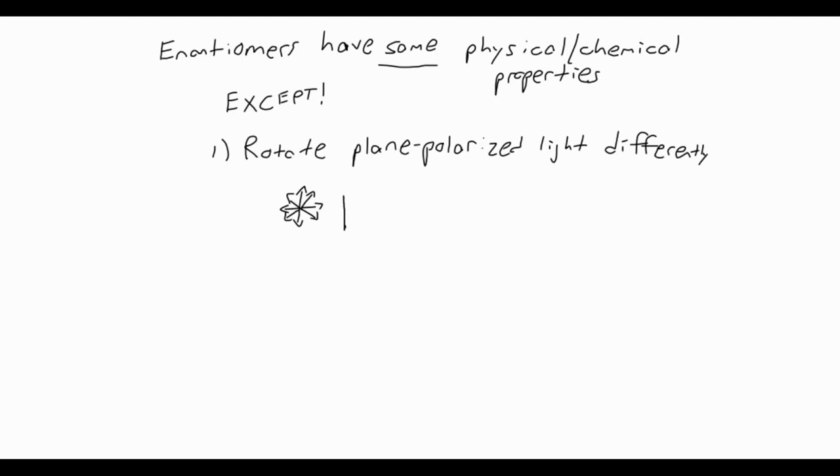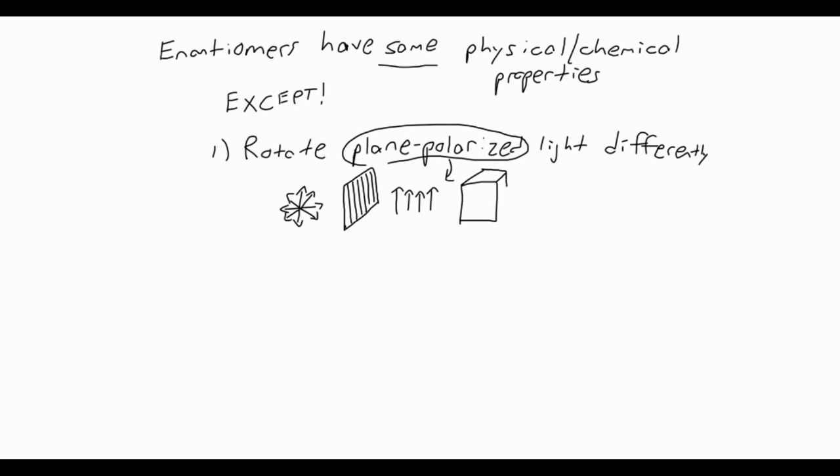But if you pass that light through what we call a polarizer, then you will get only one direction of light out. So let's say all these waves are now just pointing straight up and down. And that's important for us because now we have plane polarized light.